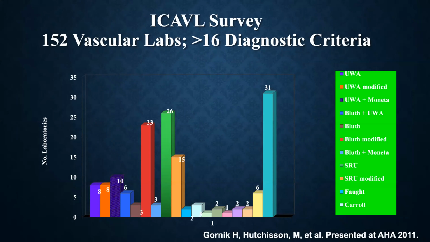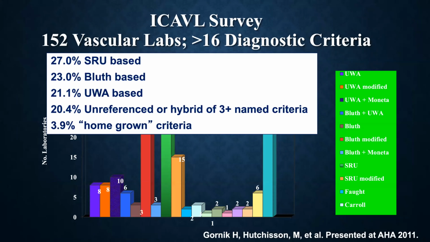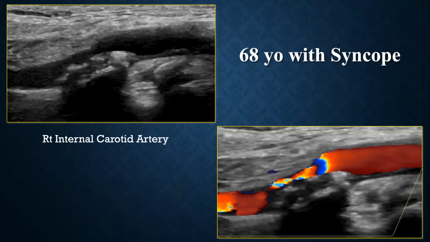And these are labs in cardiology, vascular surgery, radiology, and you'll see that there's a mix of different criteria. But the majority use the SRU-based criteria. And that's what we use. And I think it's important to recognize the differences. So let me show this case.